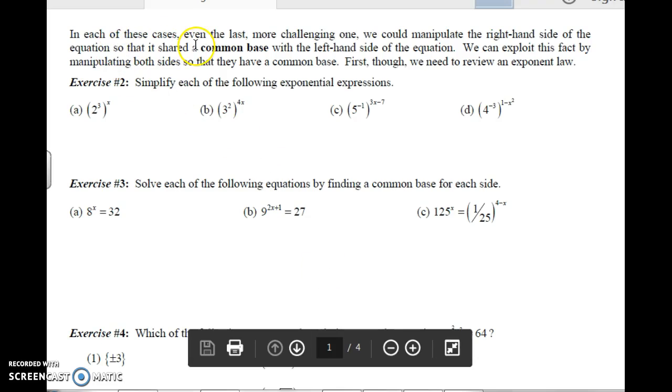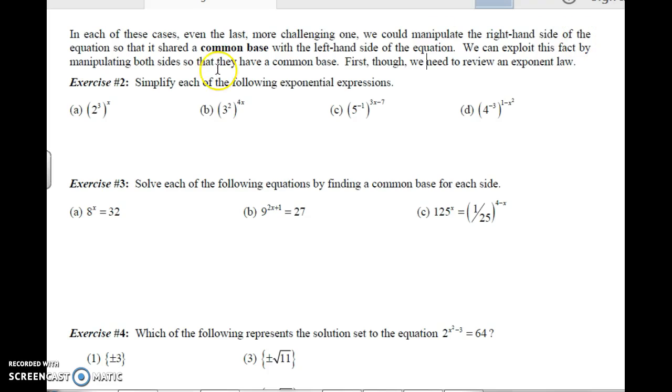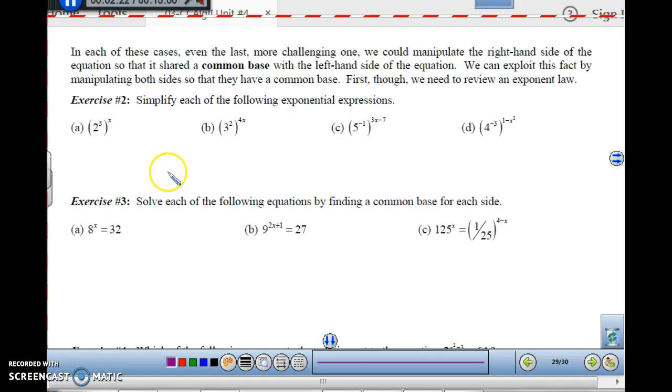All right, so in each of these cases, even the last, more challenging one, we could manipulate the right-hand side of the equation so that it shared a common base with the left-hand side of the equation. We can exploit this fact by manipulating both sides so they have a common base. First, though, we need to review exponent laws, which we were just talking about a minute ago. 2 to the cubed raised to the x power. Power to a power, you multiply. This would be 2 to the 3x.